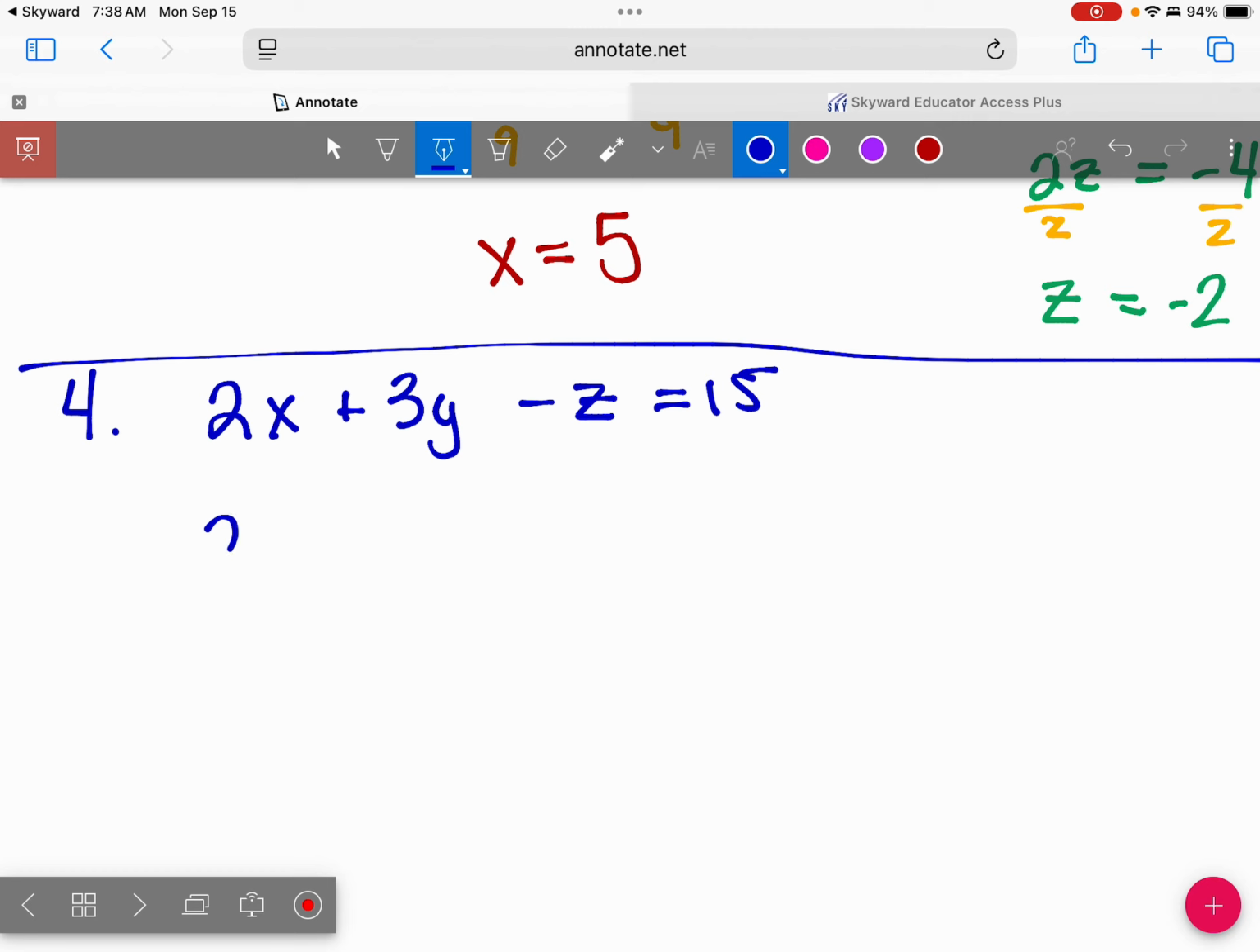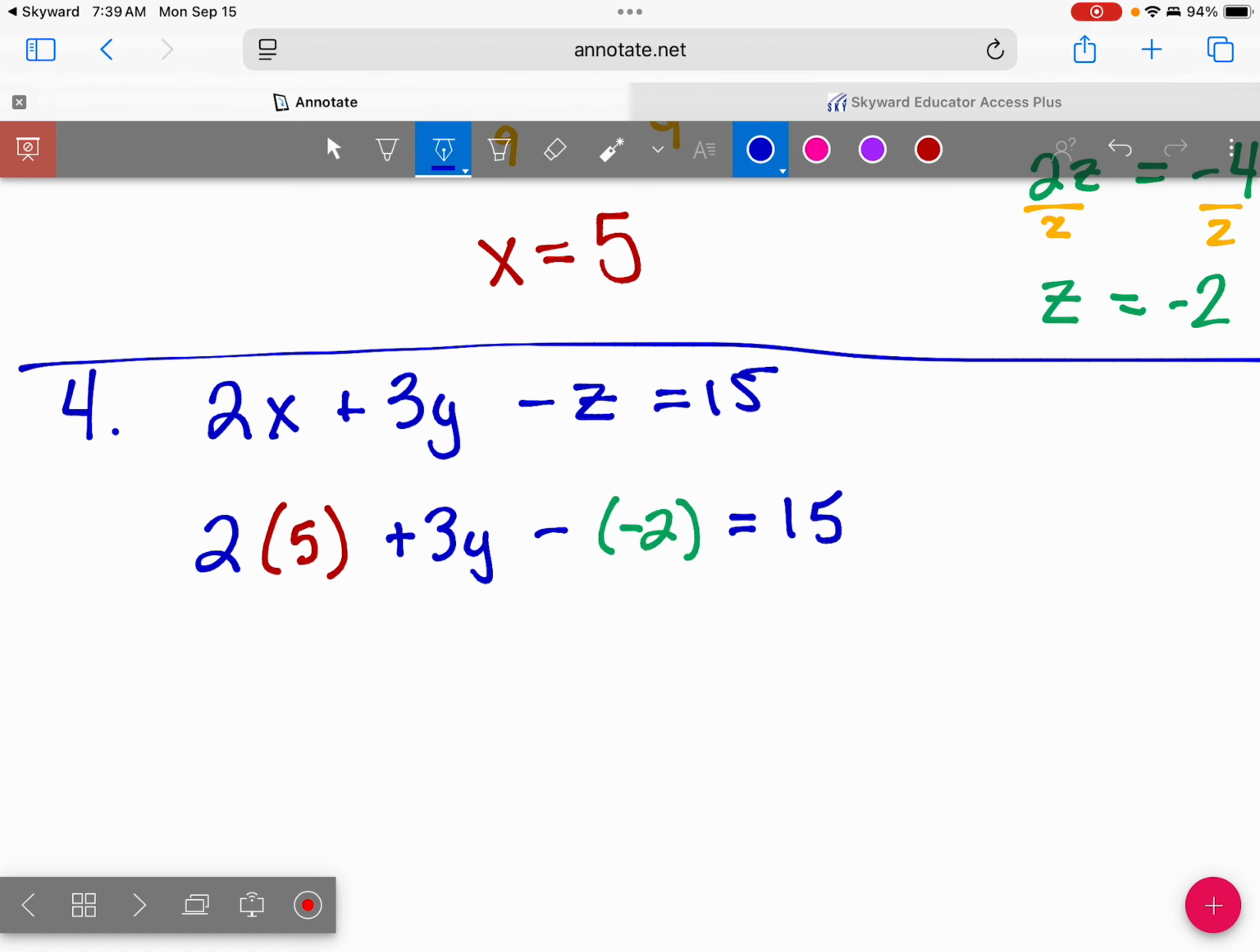So I know we're going to have our 2x, but our x is 5, plus 3y minus our z, and z was negative 2, should equal 15. So I'm substituting in my x, I'm sorry, I'm substituting in my x, I'm substituting in my z, because those are the ones I know. And then we can simplify.